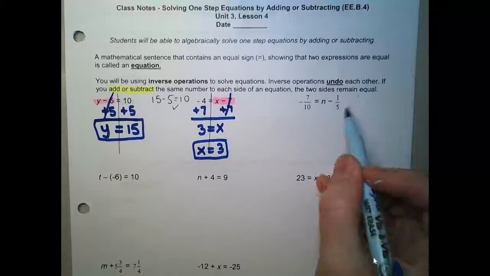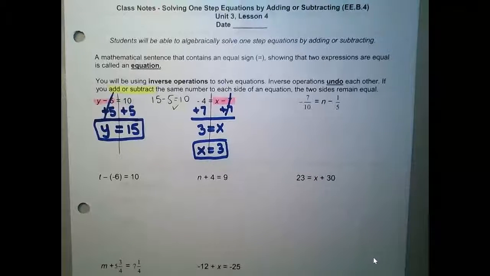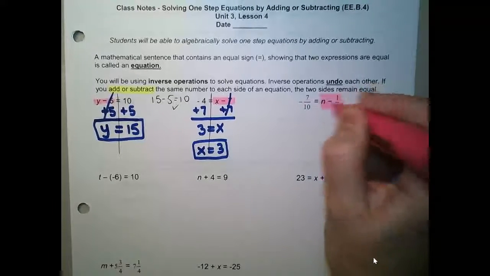Next one, fractions. We are looking at the side with the variable. So n take away 1/5.